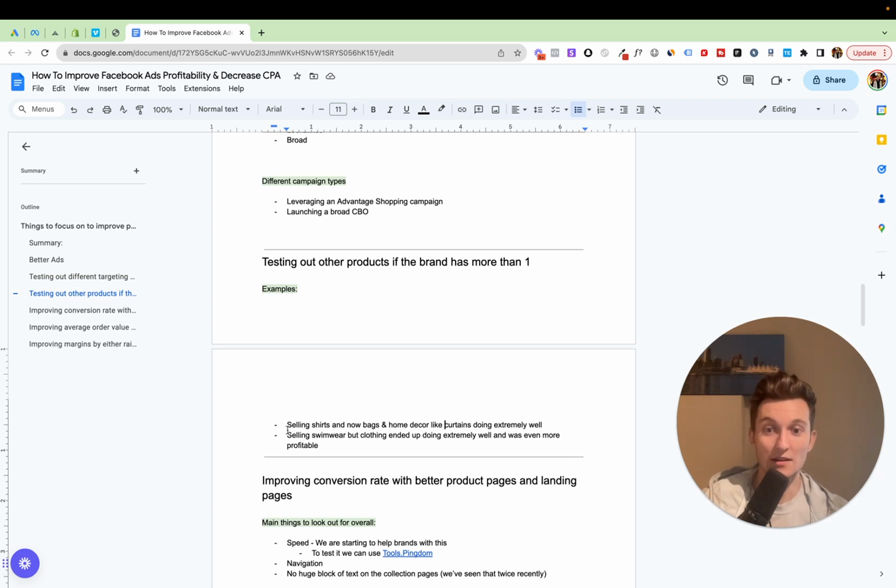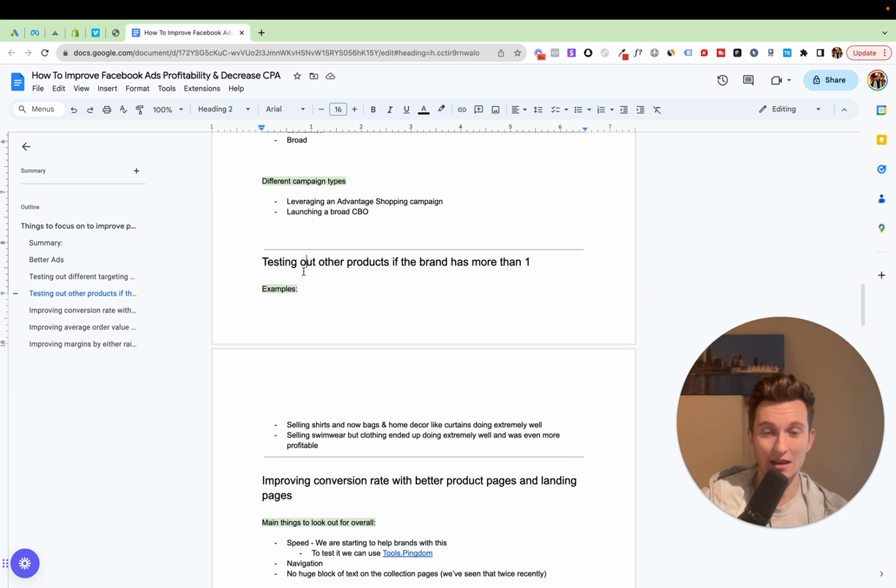Another one is a brand that sells swimwear, clothing, all that kind of stuff. Their main thing is selling swimwear, but they actually had some clothing pieces. So we launched on the swimwear, but they had some clothing that ended up doing extremely well and was even more profitable. That's a really good note here.